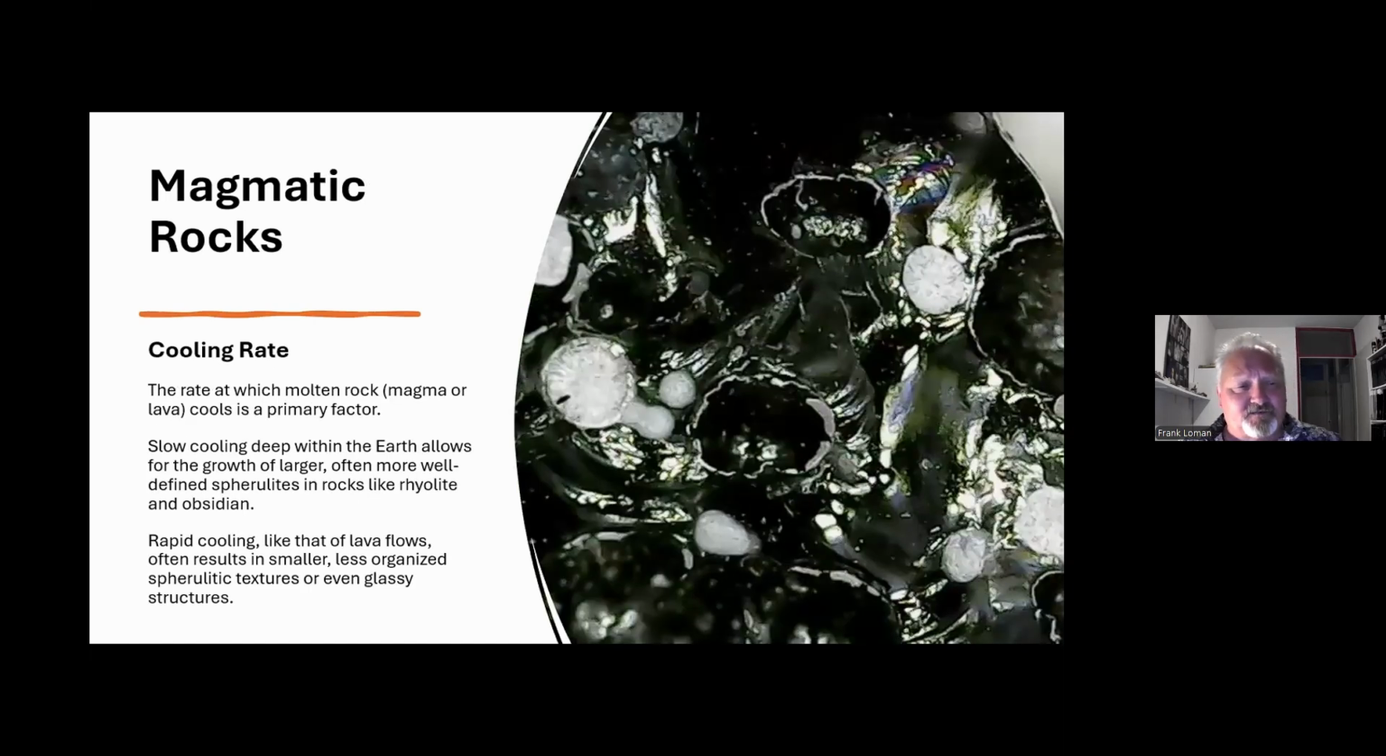In magmatic rocks, the cooling rate is important. The rate at which molten rock, magma or lava, cools is a primary factor. Slow cooling deep within the earth allows for the growth of larger, often more well-defined spherulites in rocks like rhyolite or obsidian. Rapid cooling, like that of lava flows, often results in smaller, less organized spherulitic textures or even glassy structures.